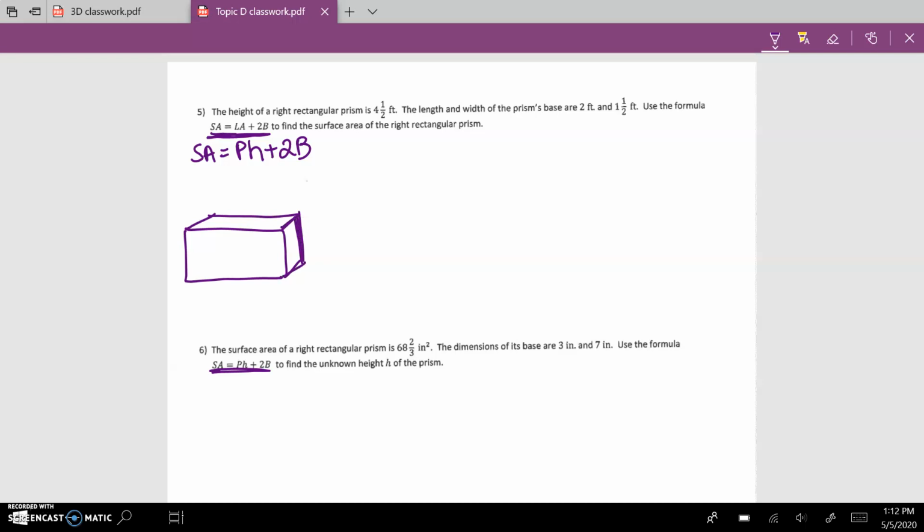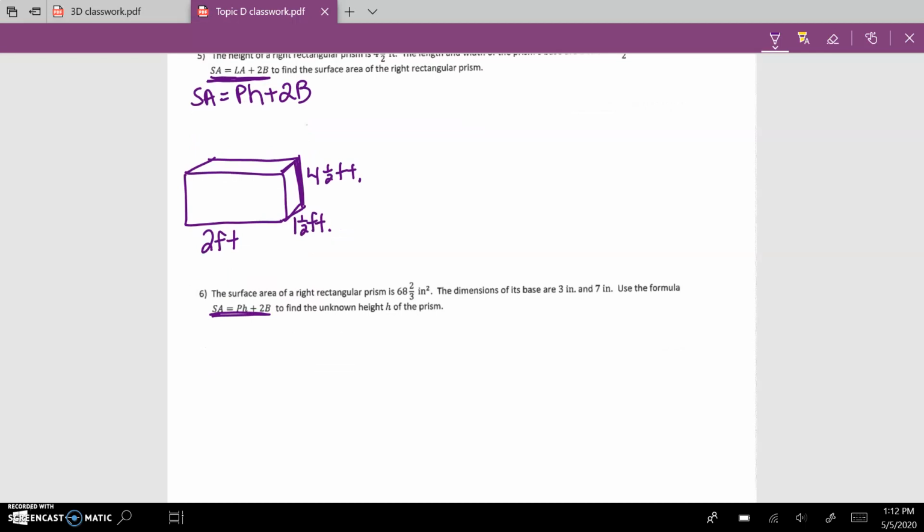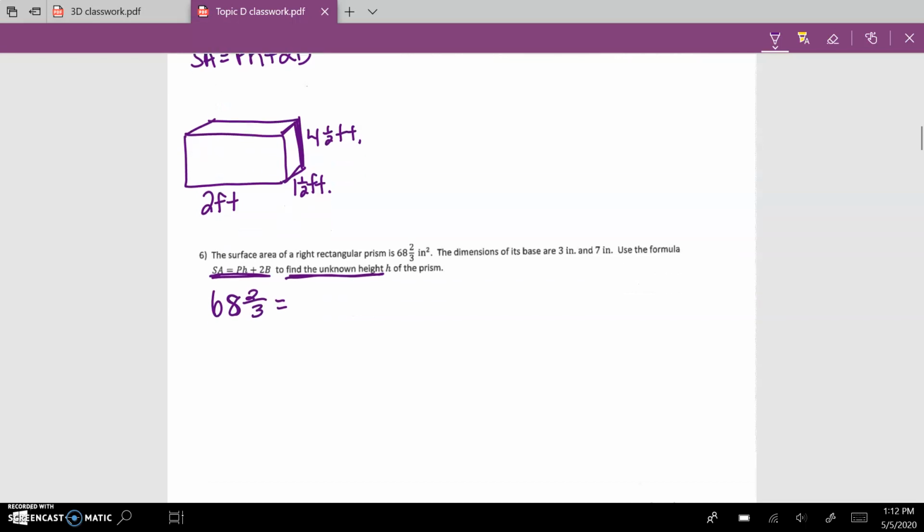So the height is 4.5 feet. The length and width of the base are 2 feet and then 1.5 feet. Okay. Number 6, the surface area of a right rectangular prism is 68 2/3. So this is where they want you to find the unknown height. So you would set it up, 68 2/3 equals, and then you fill in the rest of it.